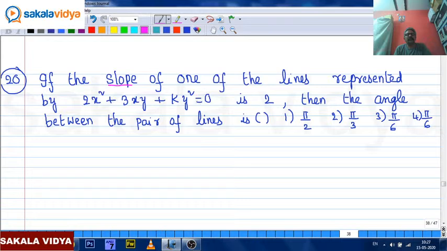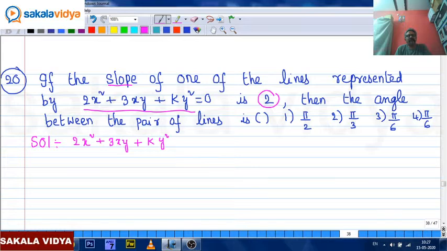Slope of one of the lines is 2, this pair of lines. That means, solution, this is the pair of lines 2x² + 3xy + ky² = 0. Say equation 1. So make two parts like this.